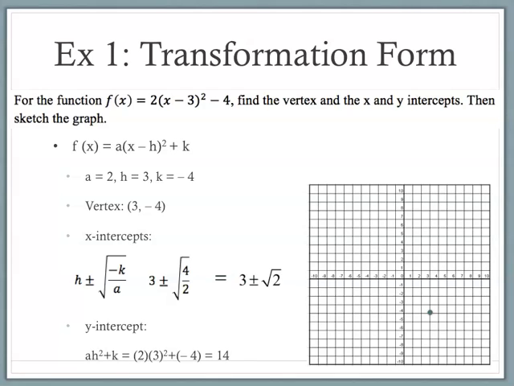Now, in order to actually graph that, you'll probably want an approximation. Square root of 2, I believe, is about 1.4, so 3 plus 1.4 is about 4.4, and we can do the same thing with 3 minus root 2. So we have a point there between 4 and 5, and a point there between 1 and 2.